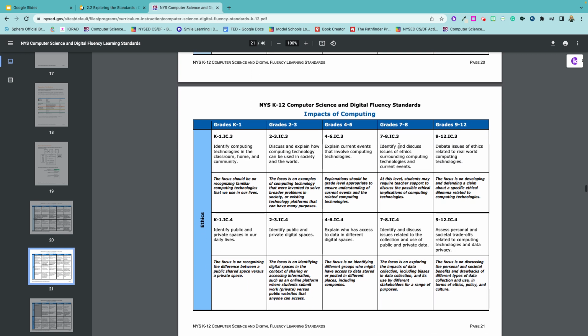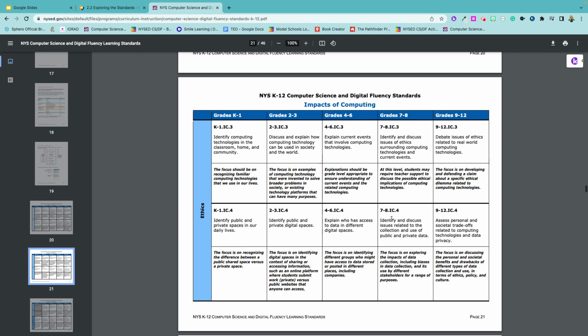As we move into ethics, the first one here for impacts of computing is identify and discuss issues of ethics surrounding computing technologies and current events. At this level, students may require teacher support to discuss the possible ethical implications of computing technologies. So here you could talk about the trade-offs of social media, or using location services, or the accessibility features that are on different things they use within the classroom. These could be really rich discussions, or persuasive essays, or even a compare and contrast type of essay.